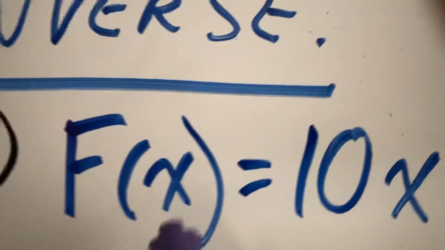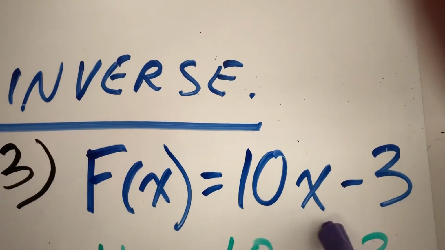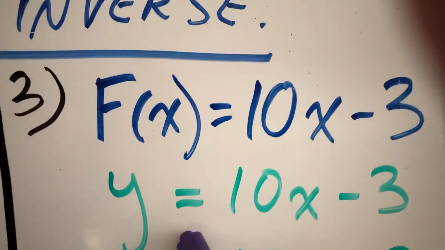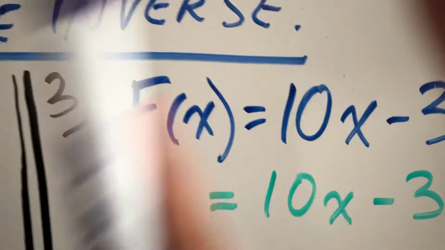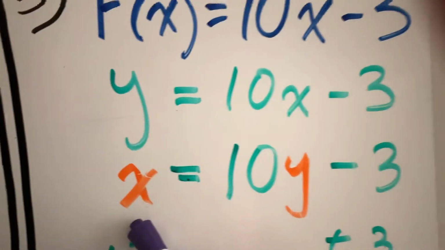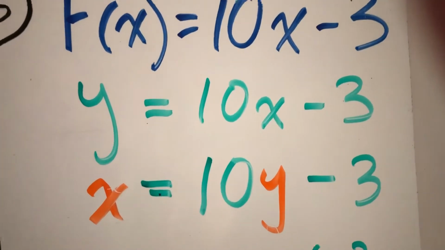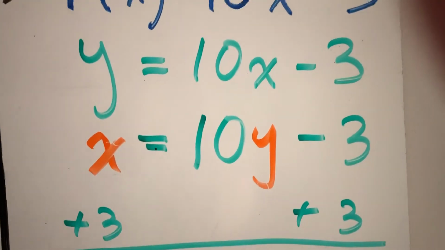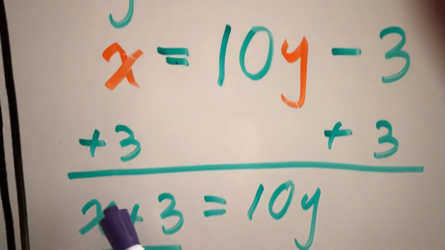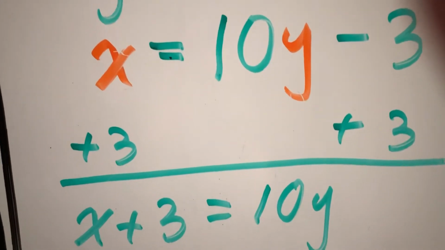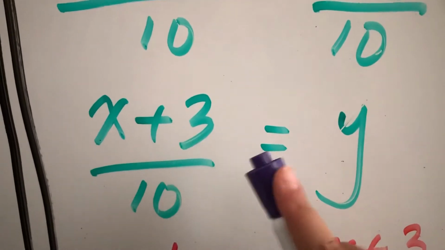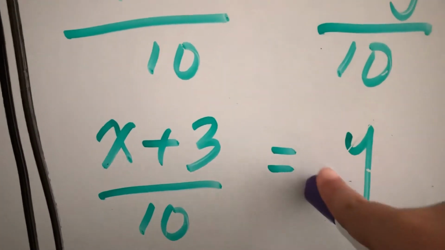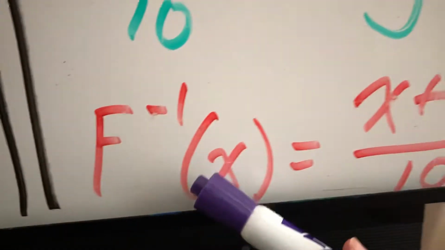Example number 3, f of x equals 10x minus 3, which is the same as saying y equals 10x minus 3. We're going to flip-flop the x and the y. So, x equals 10y minus 3. What am I going to do to both sides? You're going to add 3. I'm going to add 3, and I will have x plus 3 equals 10y. What am I going to do to both sides? Divide by 10, and I've got x plus 3 over 10 equals y, which is the same as saying the inverse of x equals x plus 3 over 10.